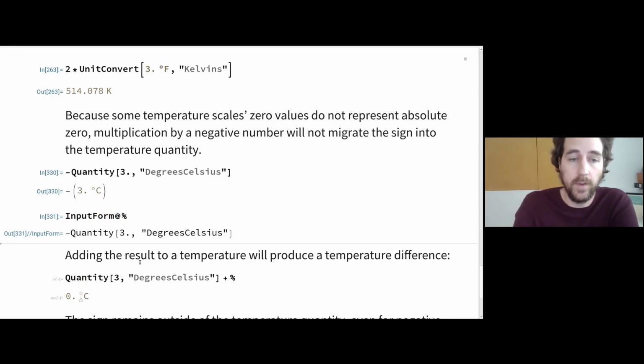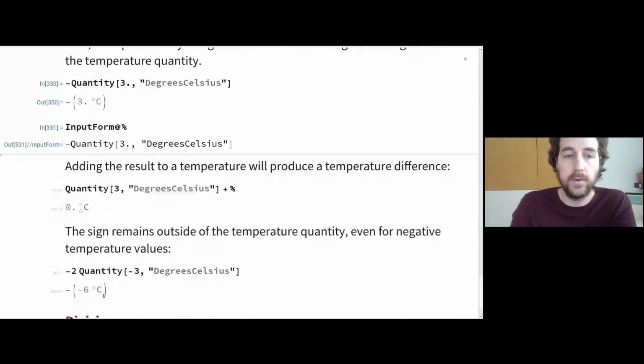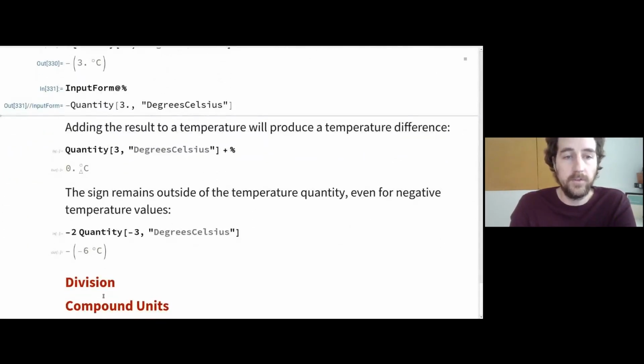And so if you add that to an absolute temperature, we get back a temperature difference again, as if we were subtracting one temperature from another. This is also true if we do multiplication, the sign will remain outside of the quantity, even if there is already a minus sign in there. So -2 times 3 minus 3 degrees Celsius is not 6 degrees Celsius. It is minus 6 degrees Celsius.